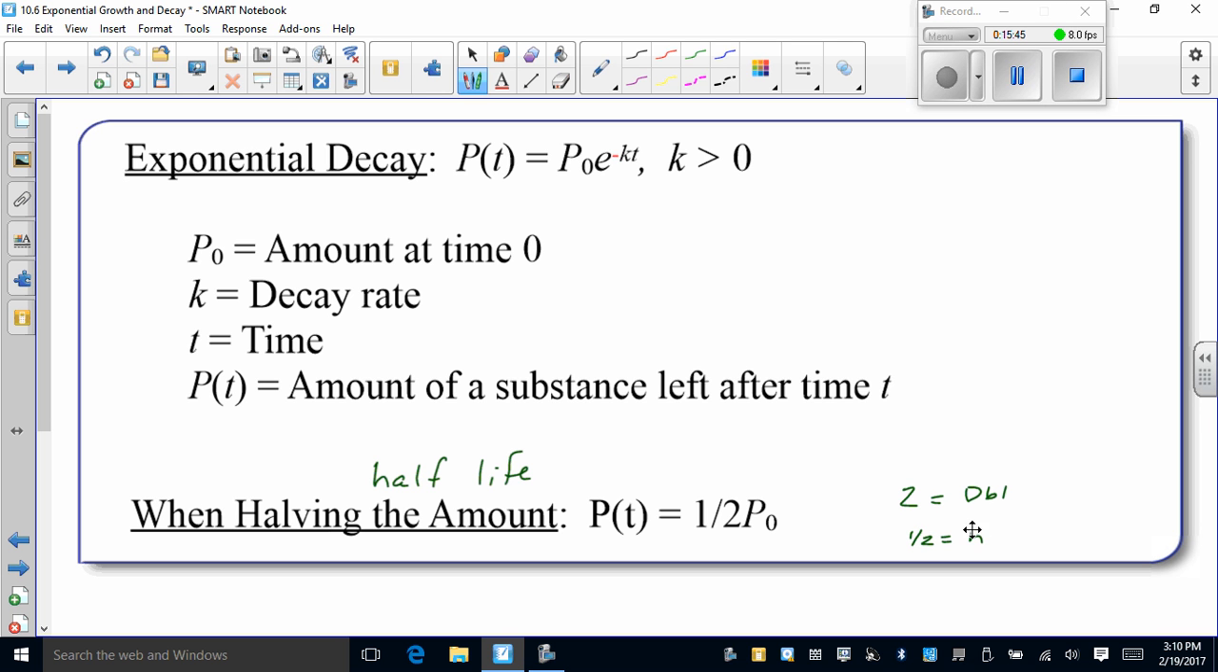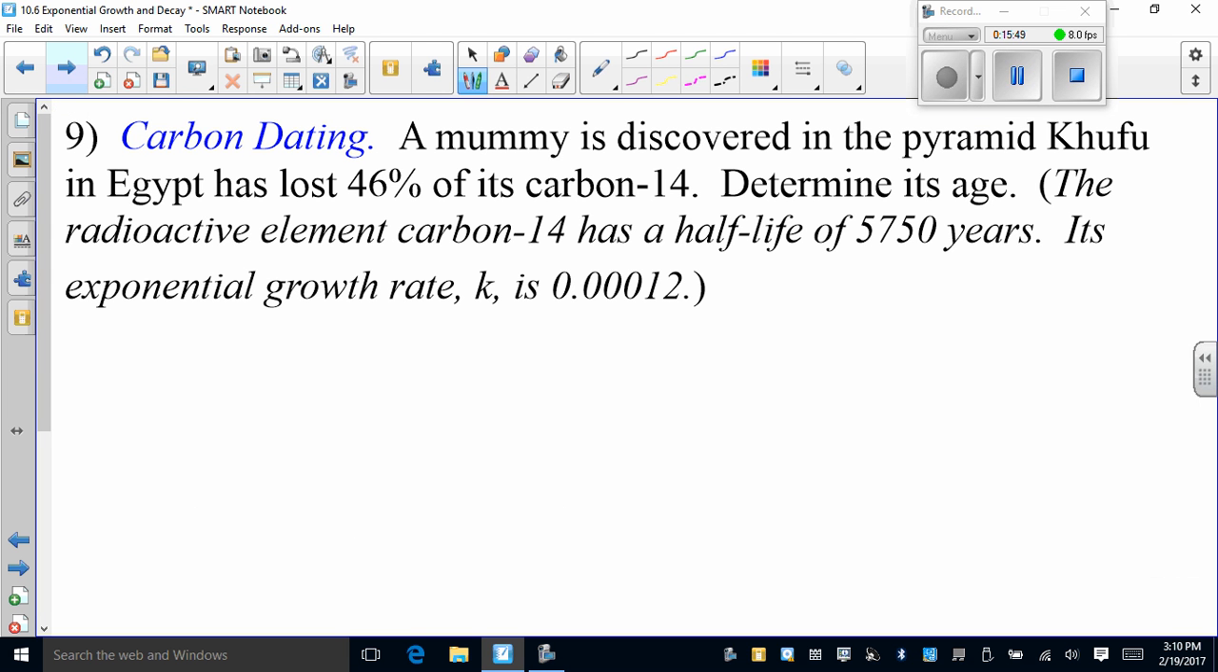Okay, so carbon dating. A mummy is discovered in the pyramid of Khufu in Egypt and has lost 46% of its carbon-14. Determine its age. Then they give you the radioactive element carbon-14 has a half-life of 5750 years. Its exponential decay rate, k, is 0.00012.